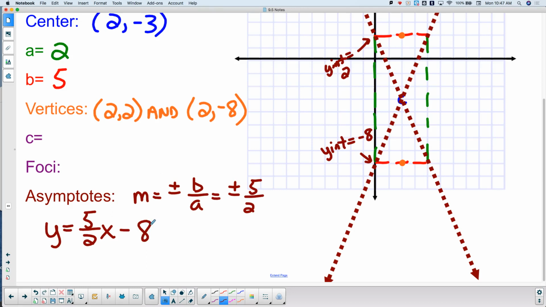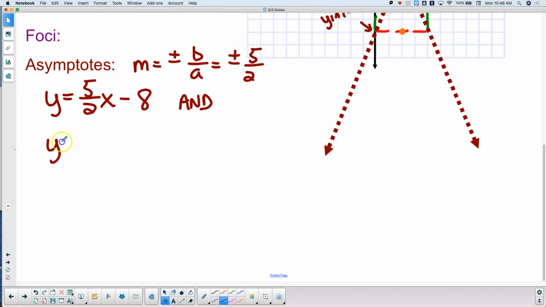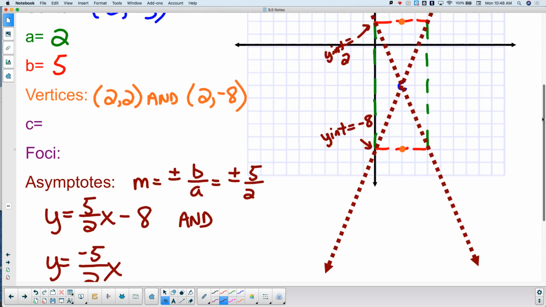Okay? Right? And y equals, so now we got to go -5/2 x. That's going to be this right one as I'm looking down here at the bottom. So I follow that one back up, and it's got a y-intercept of 2. So then that's going to be +2. Love it.